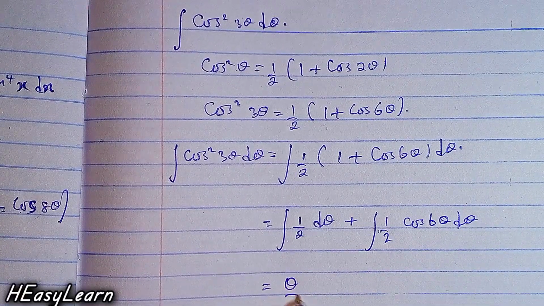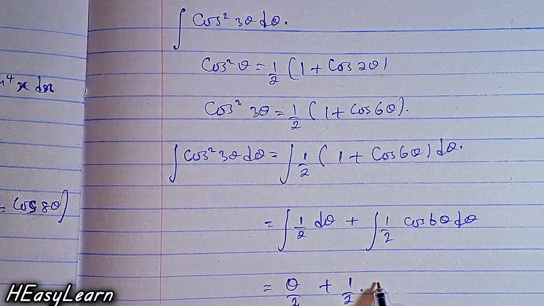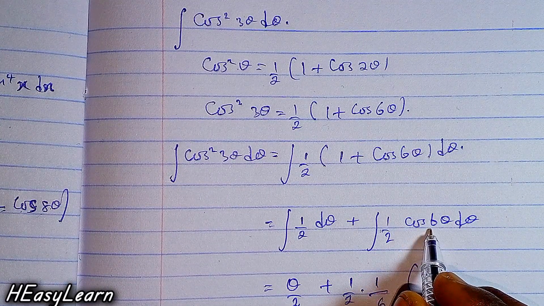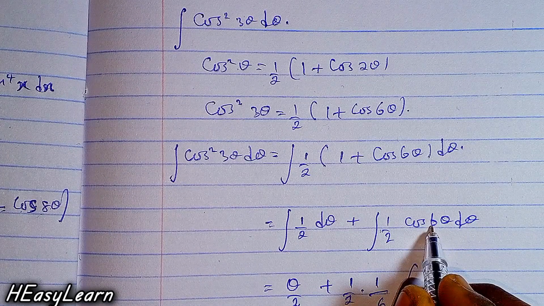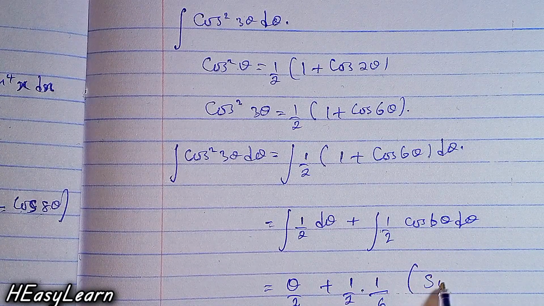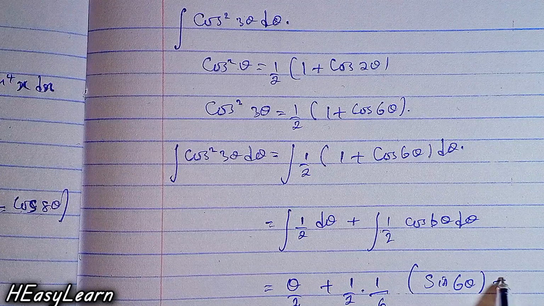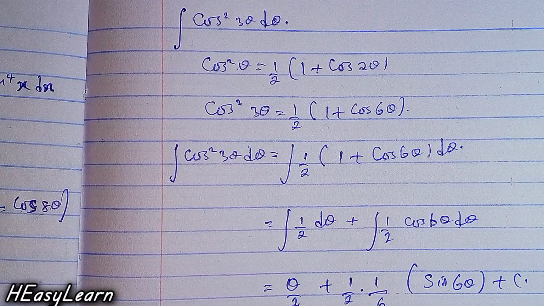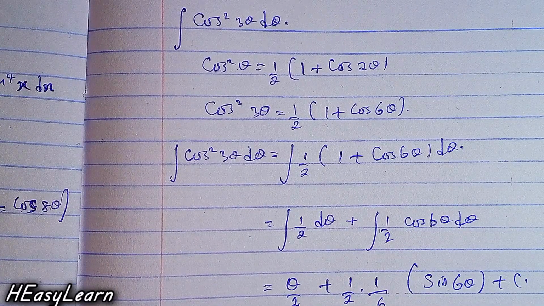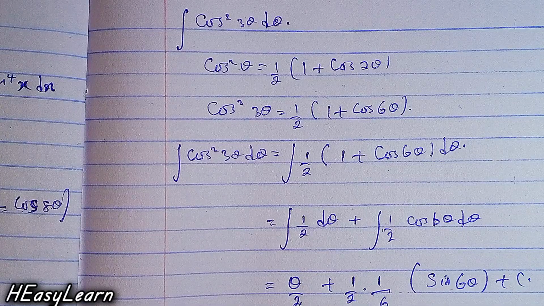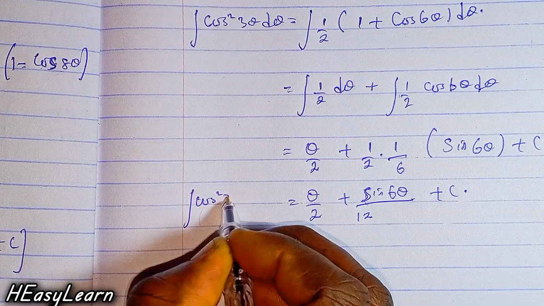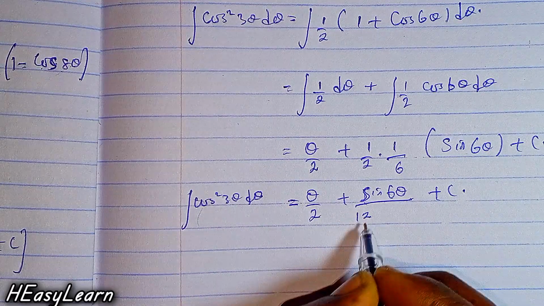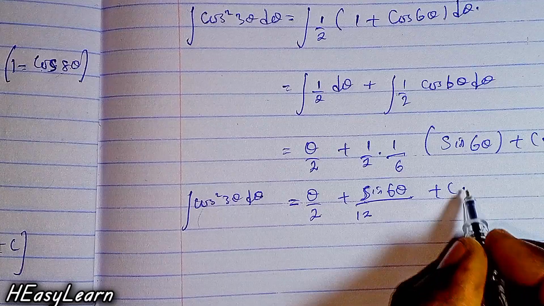This is theta divided by 2 plus 1/2 multiplied by 1/6. What is the integral of cos 6 theta? It is 1/6 multiplied by sine 6 theta plus constant of integration. This is theta/2 plus 1/12 sine 6 theta plus constant of integration. So the integral of cos square 3 theta d theta is theta divided by 2 plus sine 6 theta divided by 12 plus constant of integration.